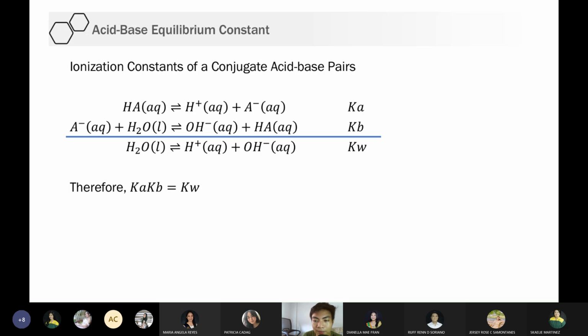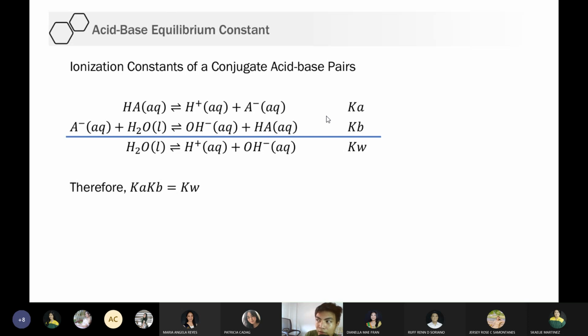So now let's proceed. This is a slightly different topic. So what will happen if you have an acid and a conjugate base in your system? Suppose we have the ionization constant for the acid and the ionization constant for the conjugate base. Our acid will dissociate as H plus and A minus, and our conjugate base, A minus, reacting with water will give us OH minus plus HA.